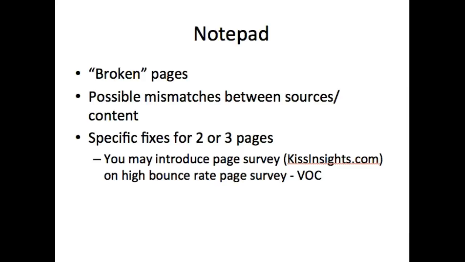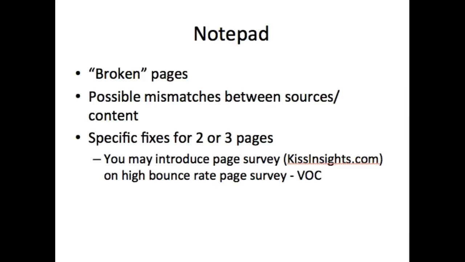Possible mismatches between sources and content, again, talking about the fact that maybe Facebook is telling them to go learn more about classes starting soon, and you're sending them to an academic calendar. And if I was on Facebook clicking on an ad about classes, I'm not going to want to know when my classes are, or the calendar. I'm going to want to know about the classes.